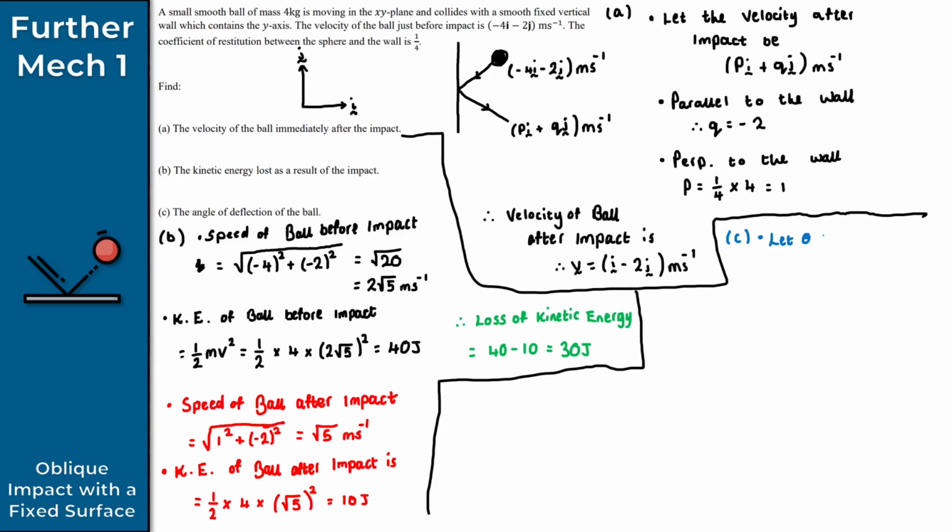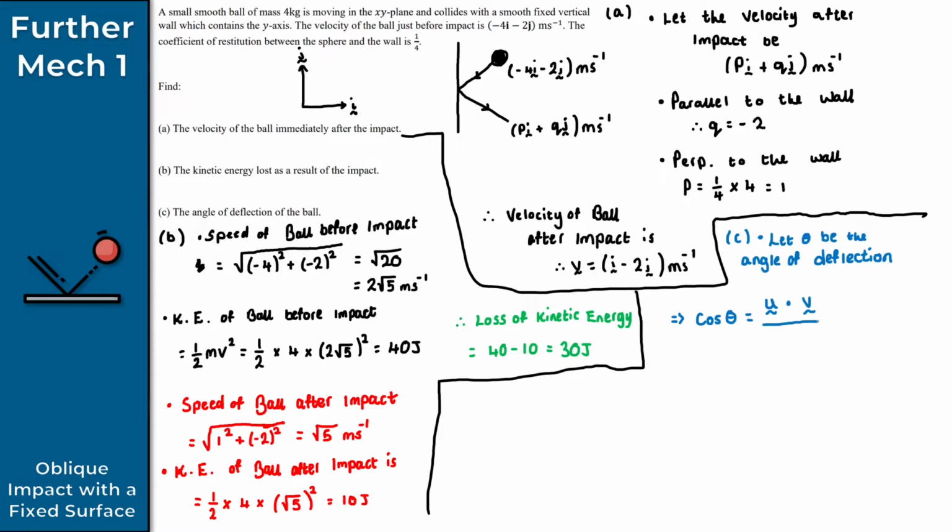So let theta be the angle of deflection. Then if we just use the scalar product here, then in that case, cos theta is going to be equal to u, that's the initial velocity vector, dotted with v here. That would be this velocity vector here.